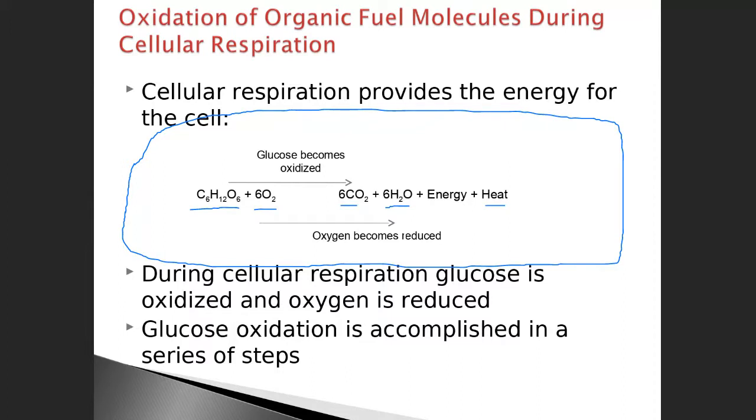So the heat that we make through our cellular respiration processes will keep us homeostatic. Will keep us at 98.6 degrees Fahrenheit. Okay, that's 37 degrees Celsius, but 98.6 Fahrenheit.